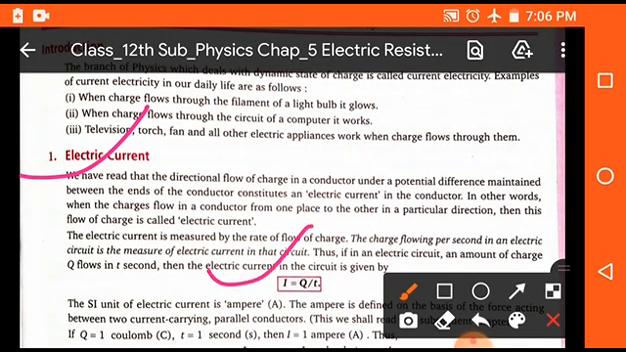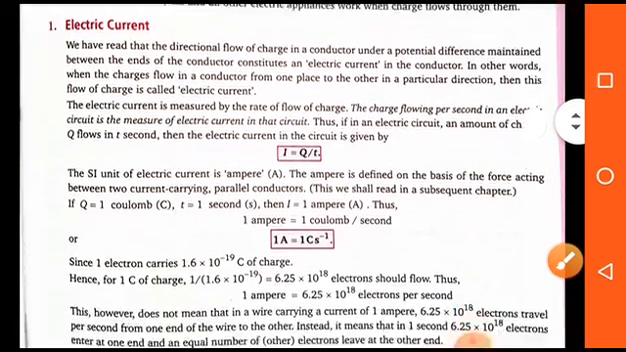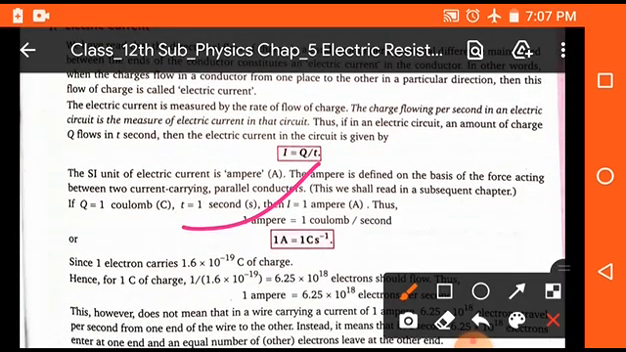As we know, the electric current is represented by I and it is defined as the rate of flow of charge per unit time. It means that the charge which flows in a conductor in unit time is considered as an electric current. The unit of electric current is ampere, and 1 ampere is equal to 1 coulomb per second.